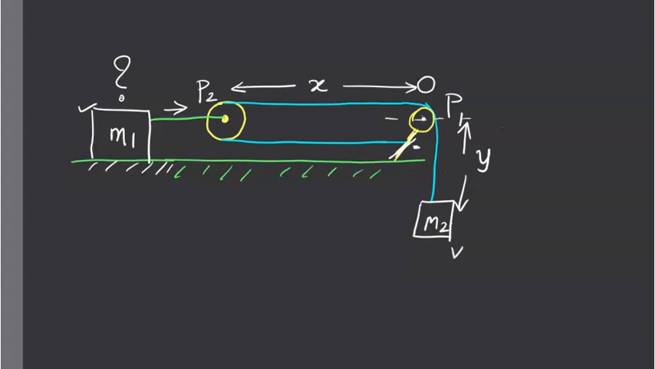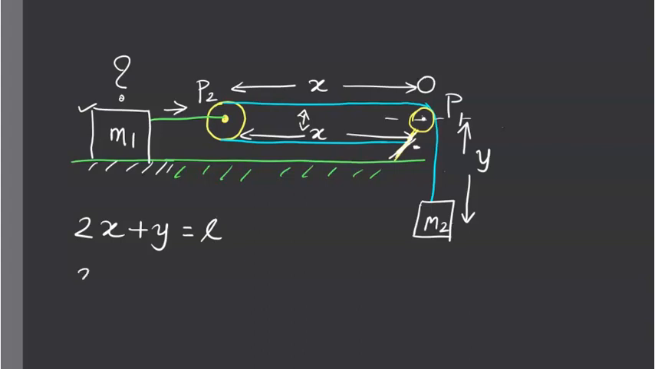I am erasing other things which are not necessary as of now. So this is y, and again this will also be x. Now the length of this blue color string will be 2x plus y, because 2 times x we have to take here, plus y is equal to L.